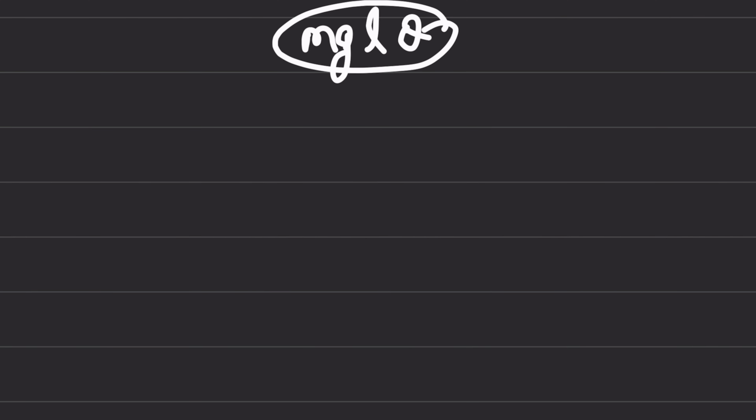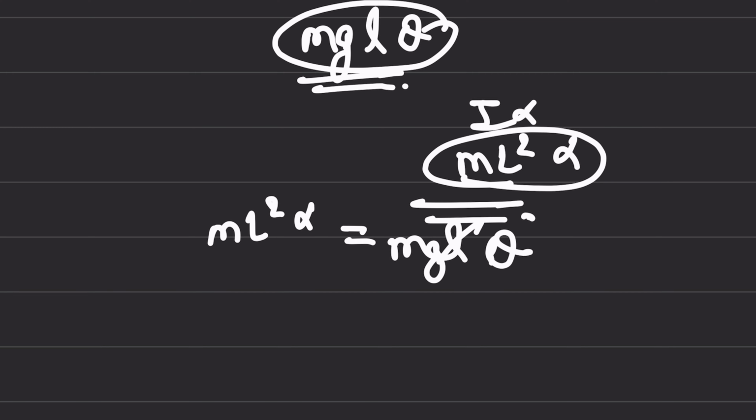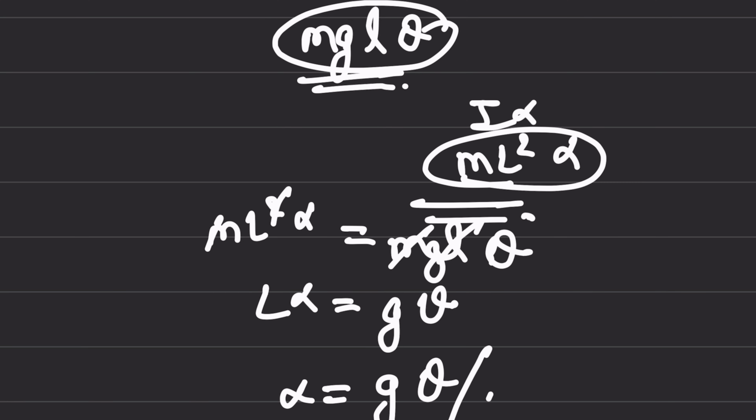So we are equating both the angular momentum rates and both torques. One torque was mgl into theta. Another torque is I into alpha, or ml square into alpha. So these are the two torques which are there. So ml square into alpha is equal to mgl into theta. Okay, so l into l cancel, m into m cancel, l alpha is equal to g theta. So alpha is equal to g theta by l.